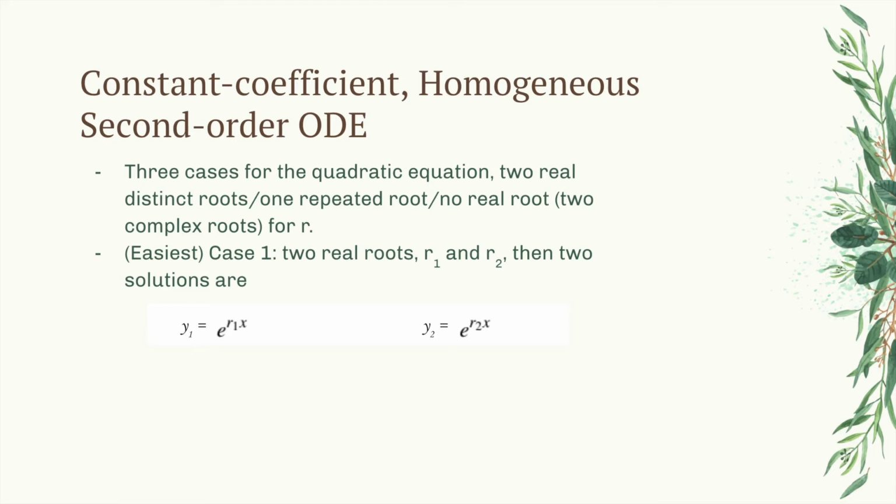As we know from high school mathematics, we can have three situations: two real roots, one repeated real root, and no real root, aka two complex roots. The easiest scenario is two real roots. Denote them as r1 and r2. Then the two solutions would be y1 equal to e to the r1x and y2 equal to e to the r2x.